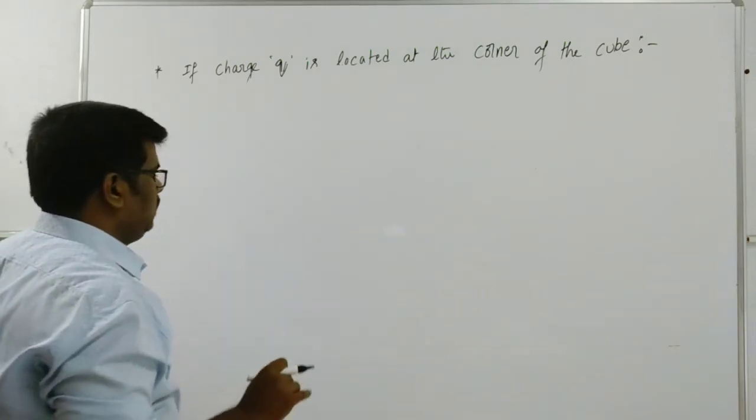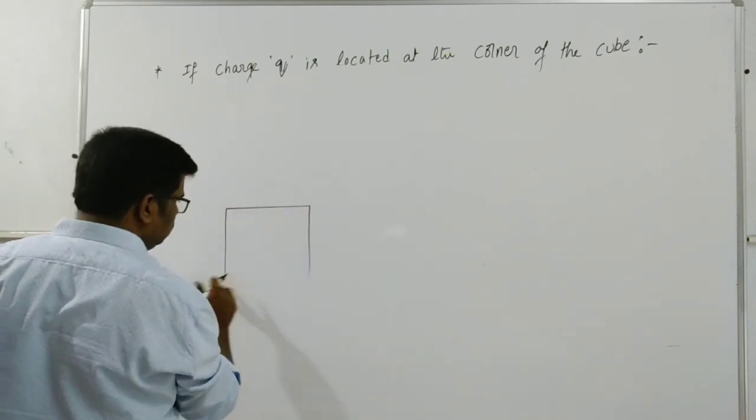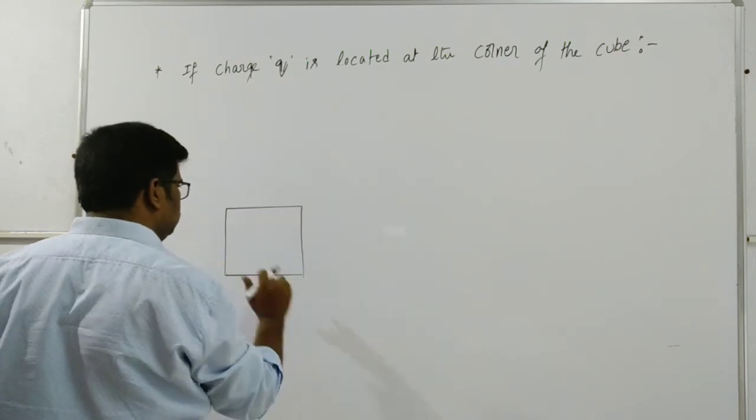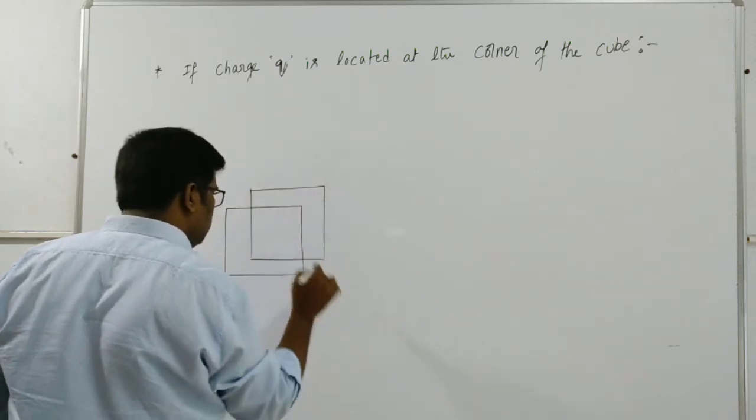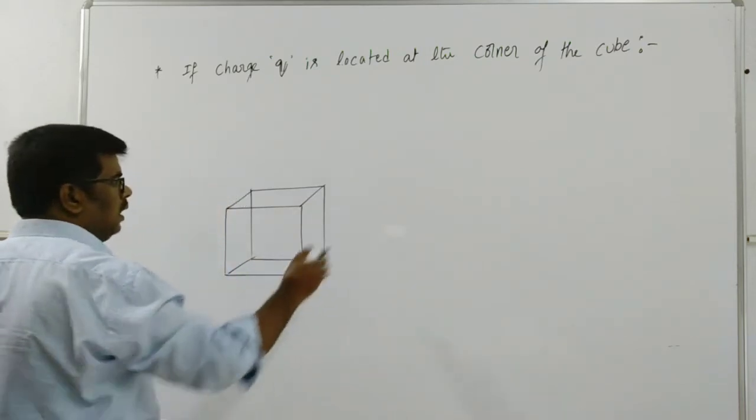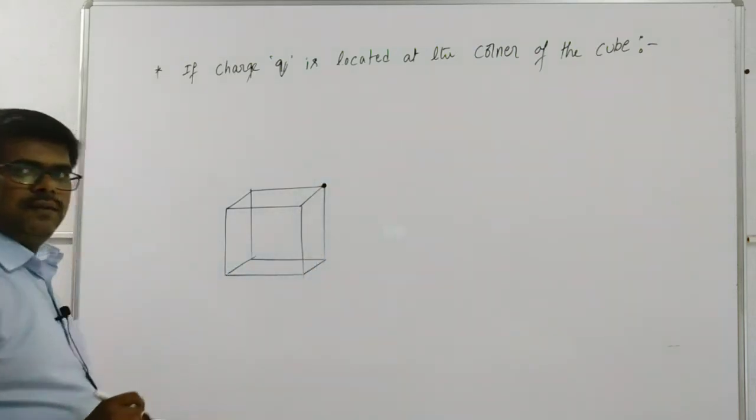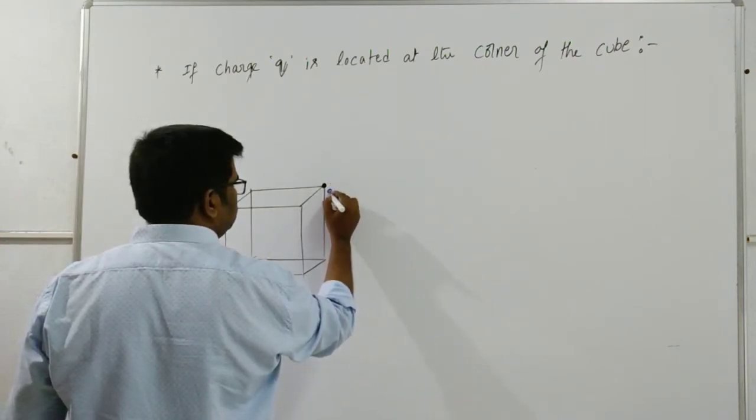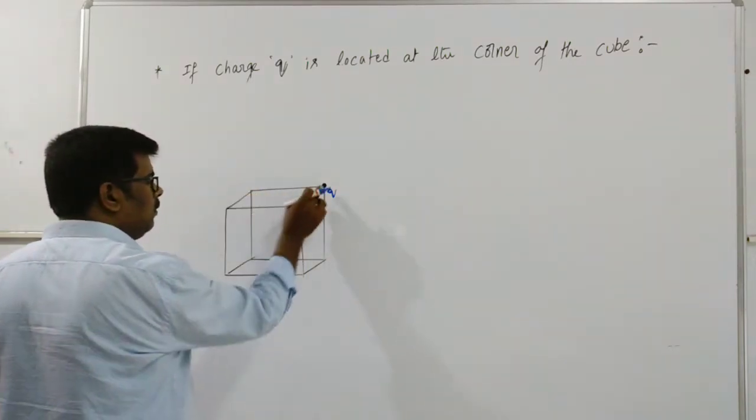Let us check this one. This is a cube we have. If this cube is there, we are locating a charge at one corner. This is only one corner I have. At this corner, I am placing a charge q.